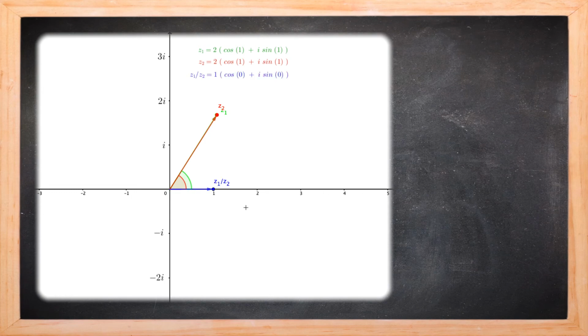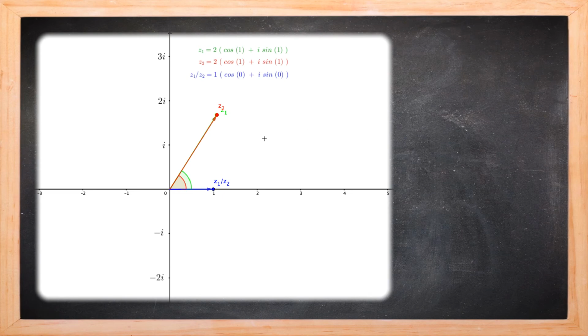Well, it is. So what can we say about what's happened to the two moduli? Well, it would appear possibly that 2 divided by 2 gives you 1. And what's happened to the two arguments? Well, possibly 1 minus 1 gives you 0. So possibly the pattern is that we divide the two moduli to get the resulting modulus, and that we subtract the two arguments to get the resulting argument.